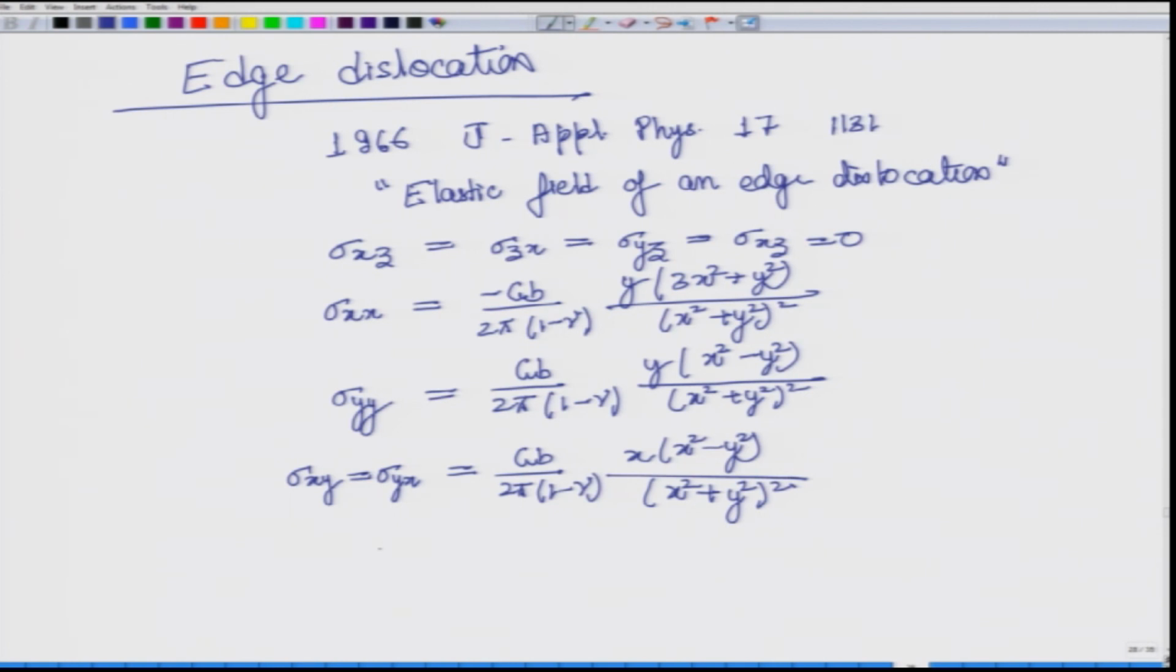And since there are xx and yy, you can also go back and see that there has to be a zz component, which will again be related to this parameter nu, Poisson ratio. So, these are the relations for edge dislocation. So, we will leave it here and continue with this in the next lecture.